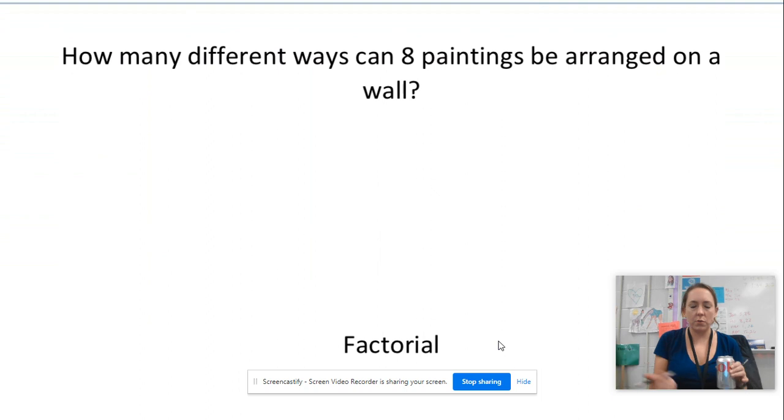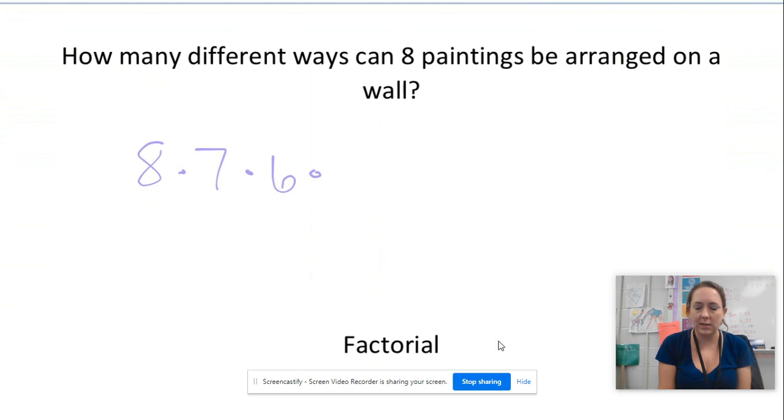Okay. So here's one where you have a wall and 8 paintings and you want to see how many different ways they could be arranged. You have to think about this one a little differently, per spot. In the first spot, you have 8 paintings to choose from. But in the second spot, you have 7 paintings to choose from, because you've already put the first one up. So every time you go to a new spot, you have one less painting. So for all 8 spots, it'd be 8 times 7 times 6 times 5 times 4 times 3 times 2 times 1.